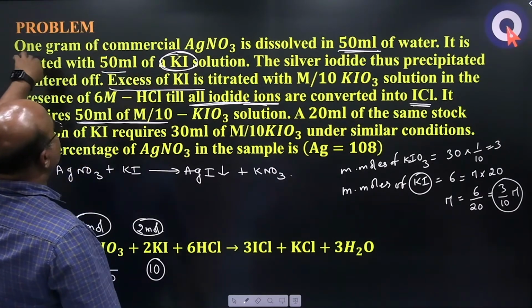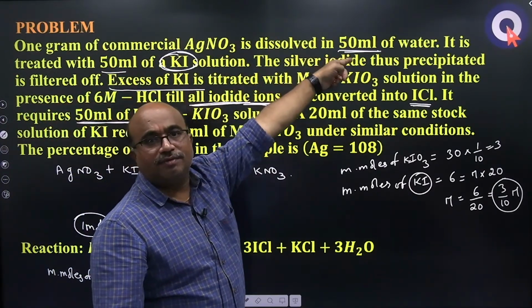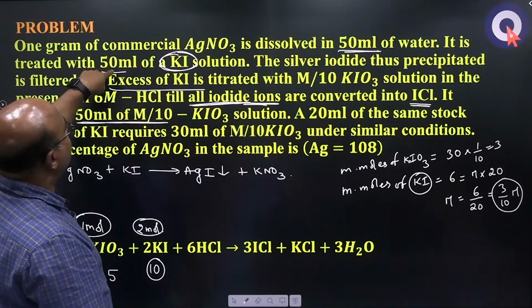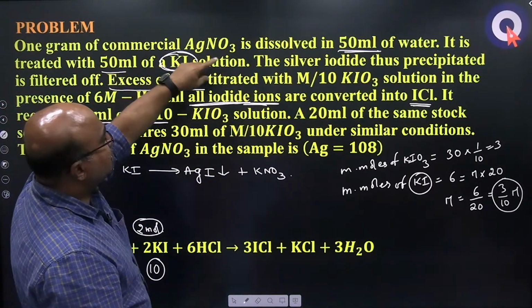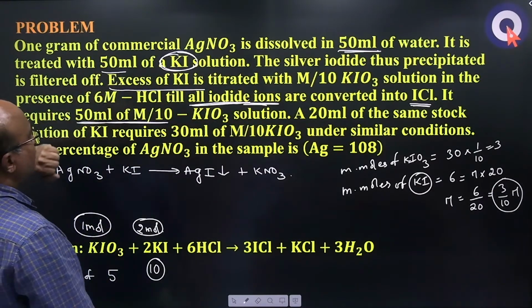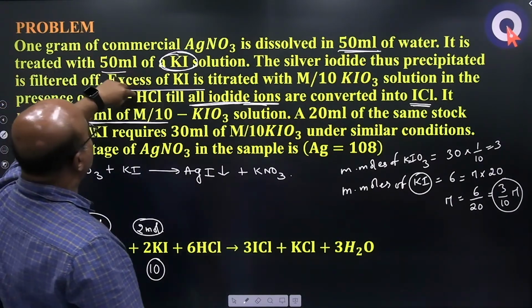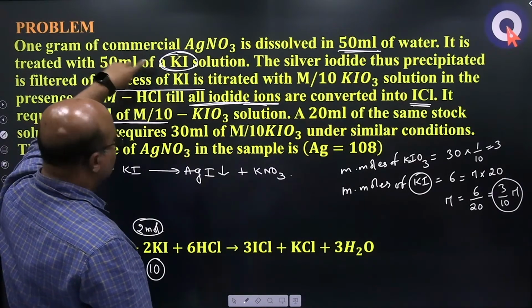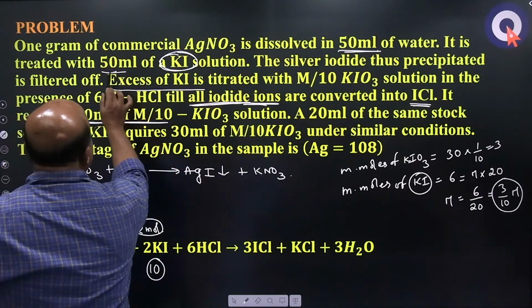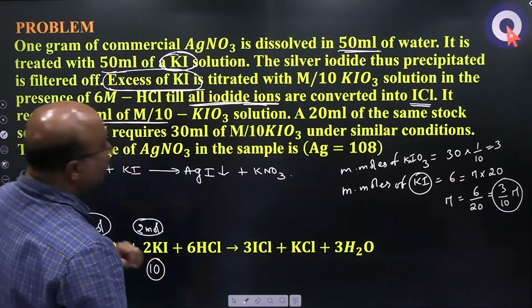So we have some x grams of AgNO3 in that 1 gram, which we dissolved in 50, which is treated with 50 ml of KI solution. Then silver iodide is precipitated and filtered off. Their intention is maybe if you just use this part, then let us see how much you are getting. Maybe something is missing from here actually in the problem, that we will try to find out now.